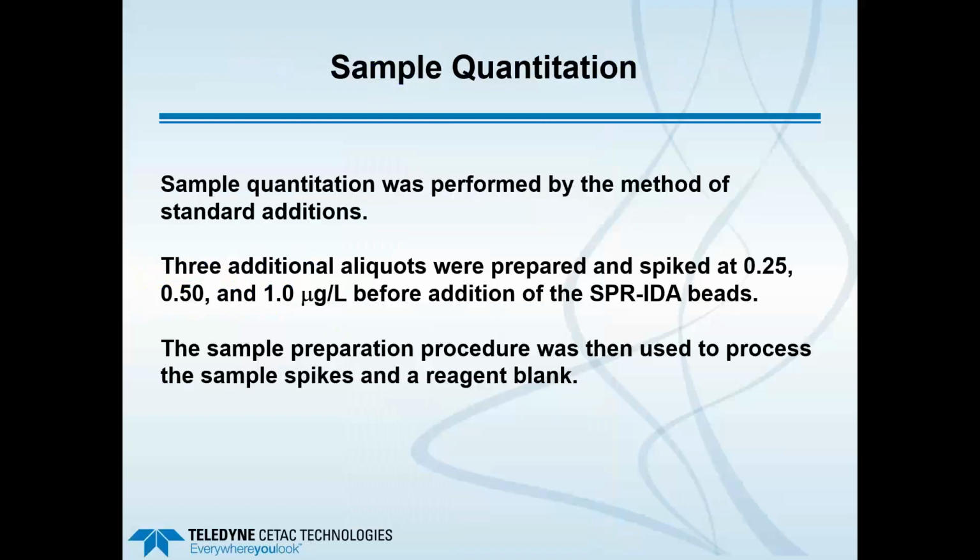Okay. Now, sample quantitation was performed by the method of standard additions. So you, of course, have your unspiked seawater aliquot, and then you prepare spikes. We did that at 0.25, 0.5, and 1 part per billion before addition of the SPR IDA beads. The sample preparation procedure was then used to produce the sample spikes, and we also did a reagent blank.